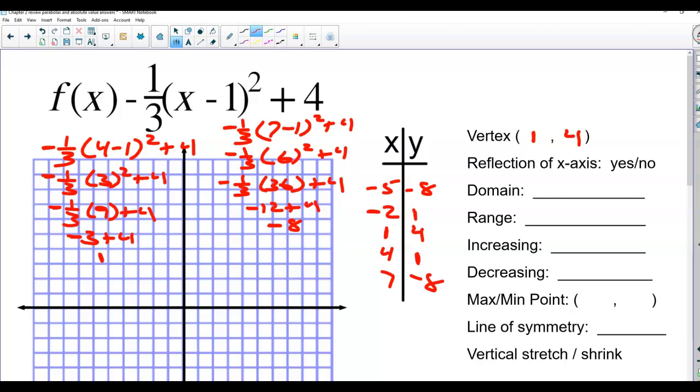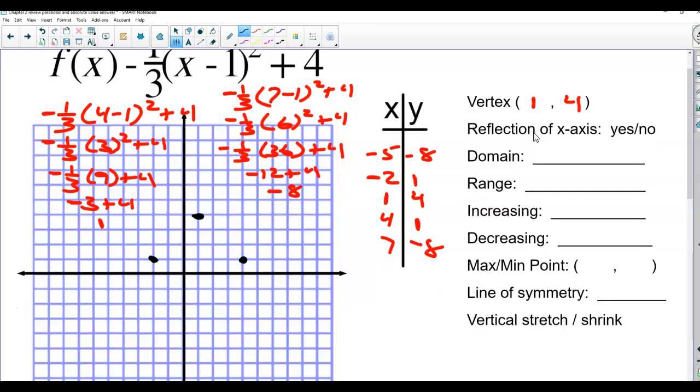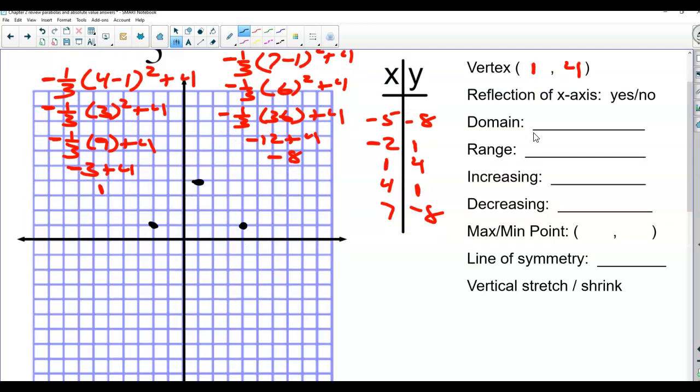So these are my points to graph: 1, 4. Negative 2, 1. 4, 1. And then negative 5, negative 8. 1, 2, 3, 4, 5, 6, 7, 8. 7, negative 8. So this right here is the graph.